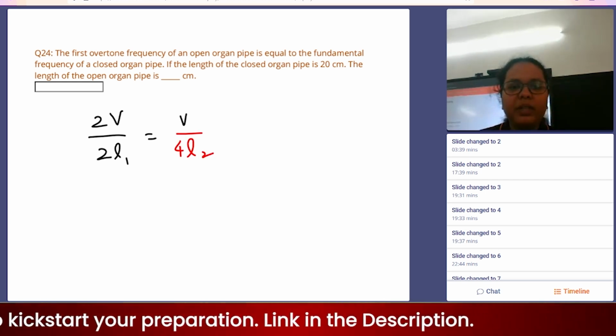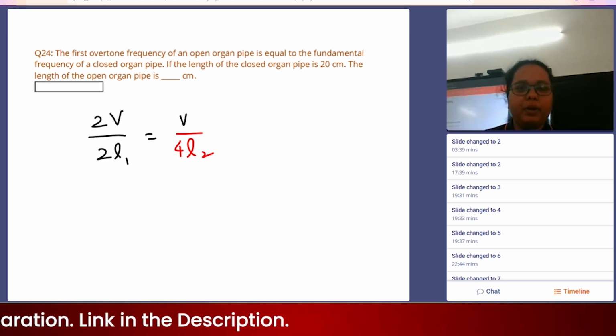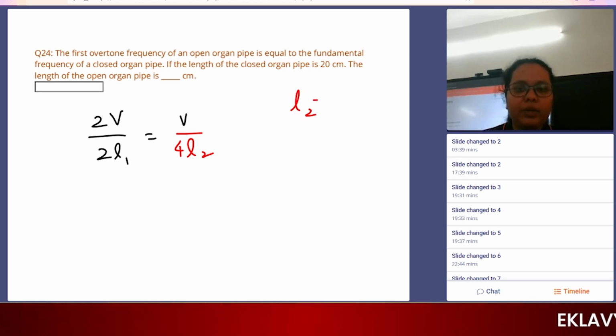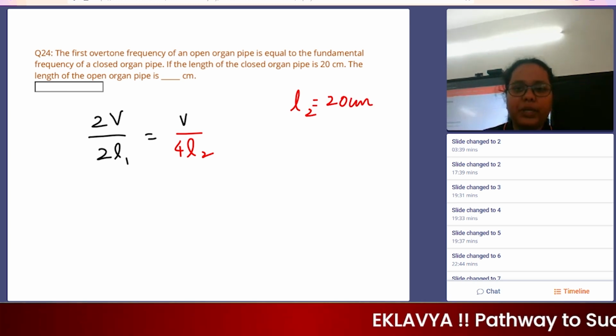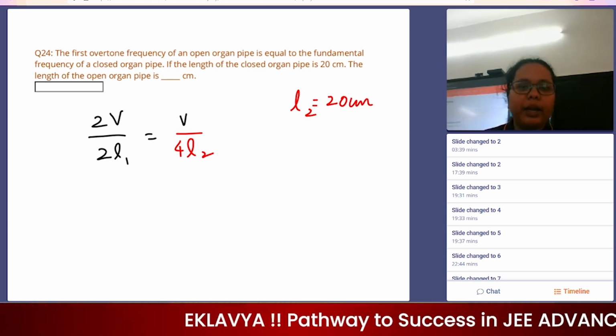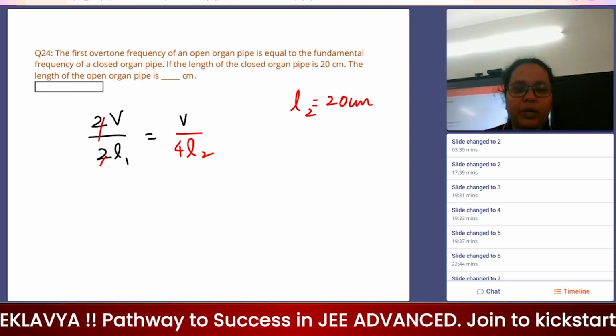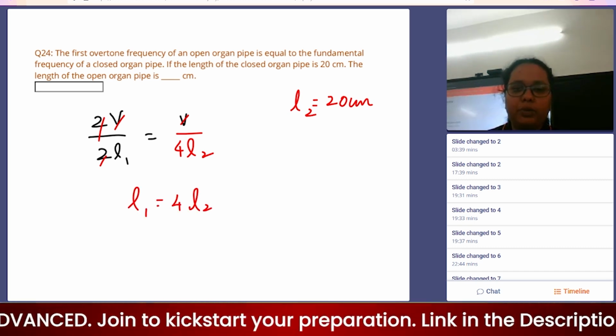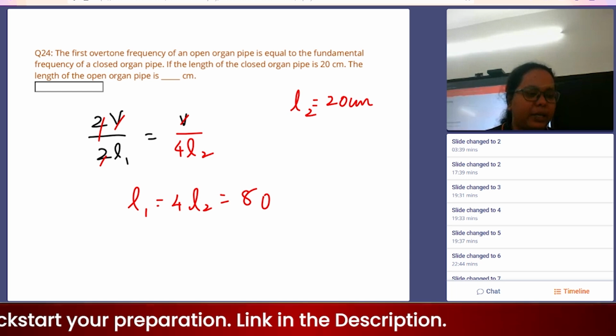Now if the length of the closed organ pipe, so closed organ pipe is 20 centimeters. So L2 value they mention is 20 centimeter. So the length of the open organ pipe, you can cancel like this. So now L1 is equal to 4 L2. So it is going to be 80 centimeter.